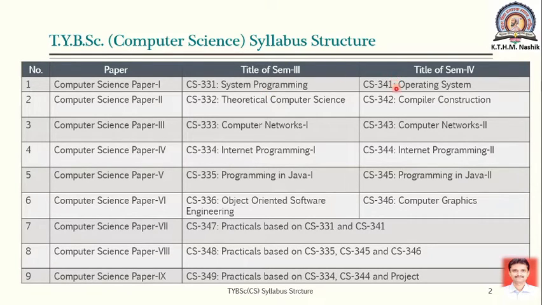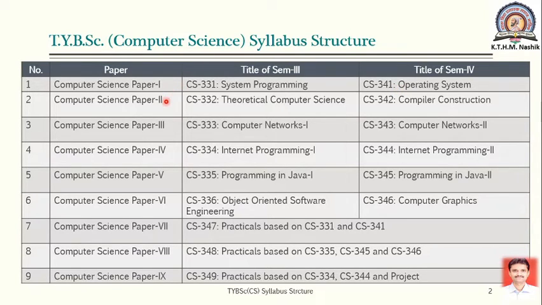The corresponding paper in semester 4 is CS 341, operating system. The aim of this course is to understand the design and implementation issues of an operating system. You will study here different functions of the operating system like process management, memory management, file management, and various related algorithms of these operating system services.